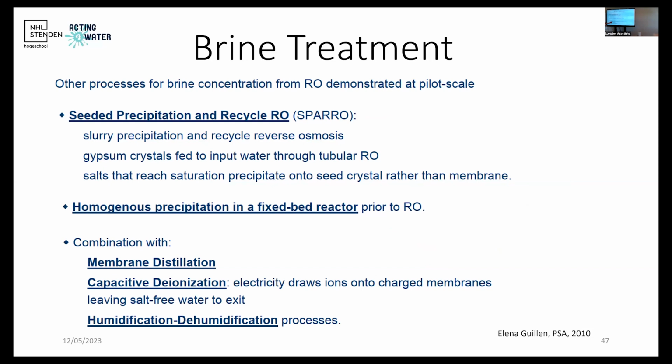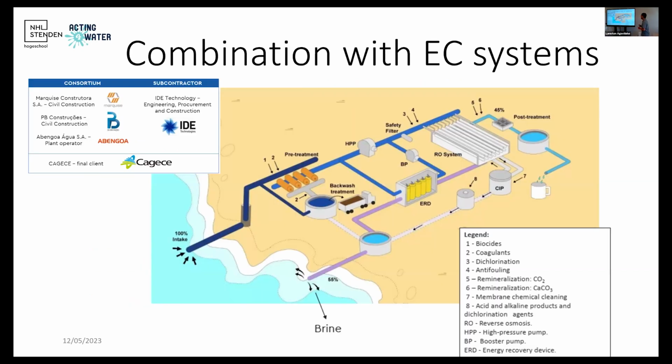You can combine with membrane distillation, with capacitive deionization. Capacitive deionization is also very interesting on selective separation. However, capacitive deionization also has a certain concentration limit, so that very high concentration decreases the efficiency of the system. And of course, you have humidification and dehumidification processes, which can also be fine-tuned for recoveries. So I would like to finalize the brine part with an example.